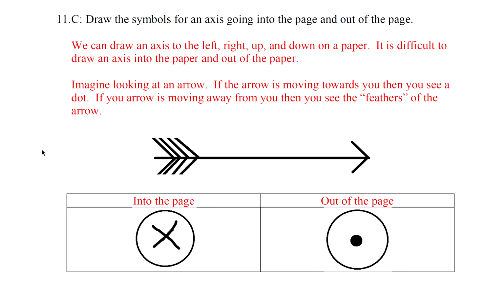So if you want to draw something that's going into the page, put an X and then a circle around it. If you want to draw something going out of the page, like towards you, put a dot and a circle around it.